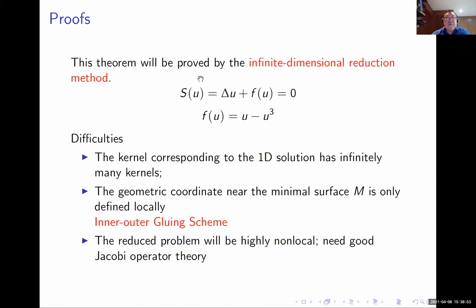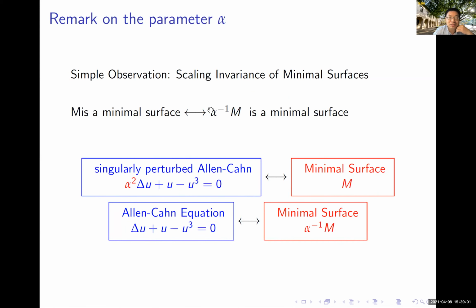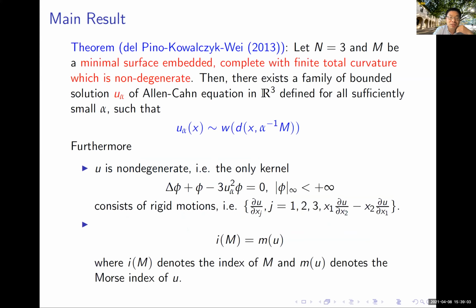So this theorem will be proved by infinite dimensional reduction. By the way, you also have a W there. Can you explain W? W is the 1D solution, the one-dimensional solution. Okay, I see. It is a tangent hyperbolic. Oh, I see. Okay, thank you.